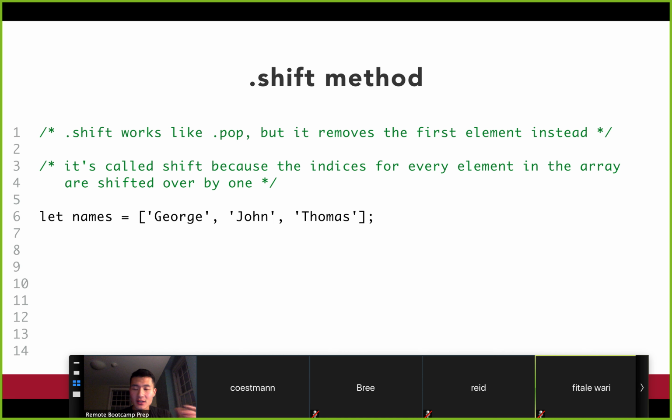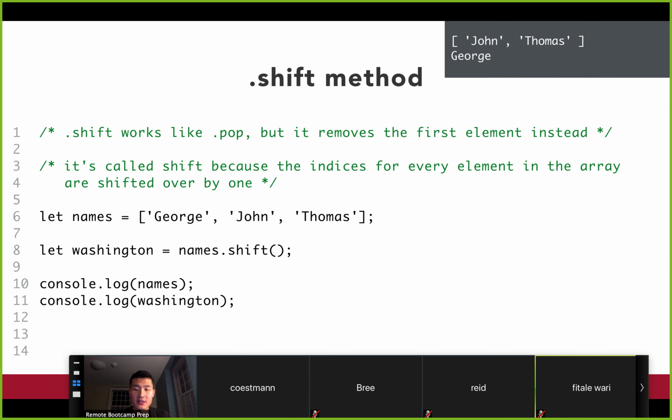And so here on line 6, we have a names array again. If I just do names.shift and I store the output in this variable called Washington, I look at names, I look at Washington. Well, the names array now is going to be John Thomas because the first element got removed, the George got removed. And when I looked at the Washington variable, we'll see the element George, which was the element that was removed. And so if we're keeping track, push adds to the end of the array, pop removes from the end of the array, shift removes from the beginning of the array.